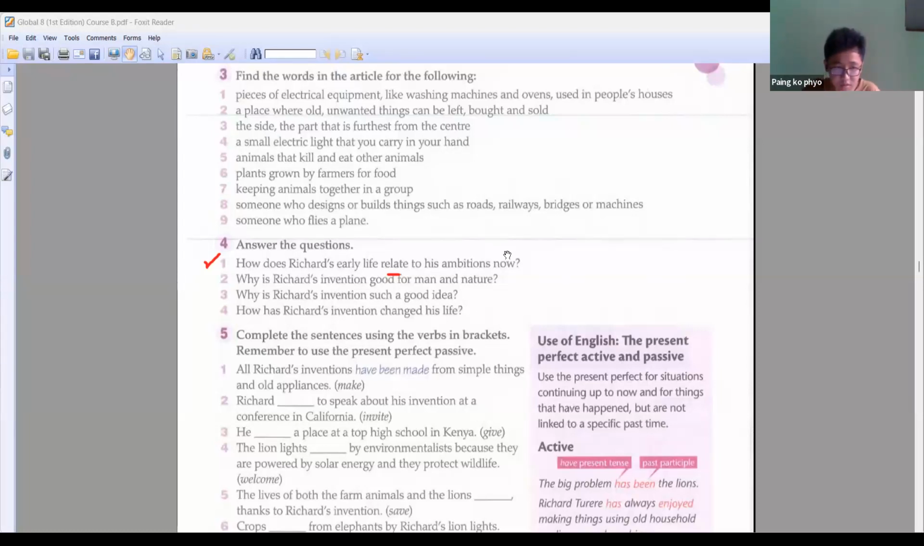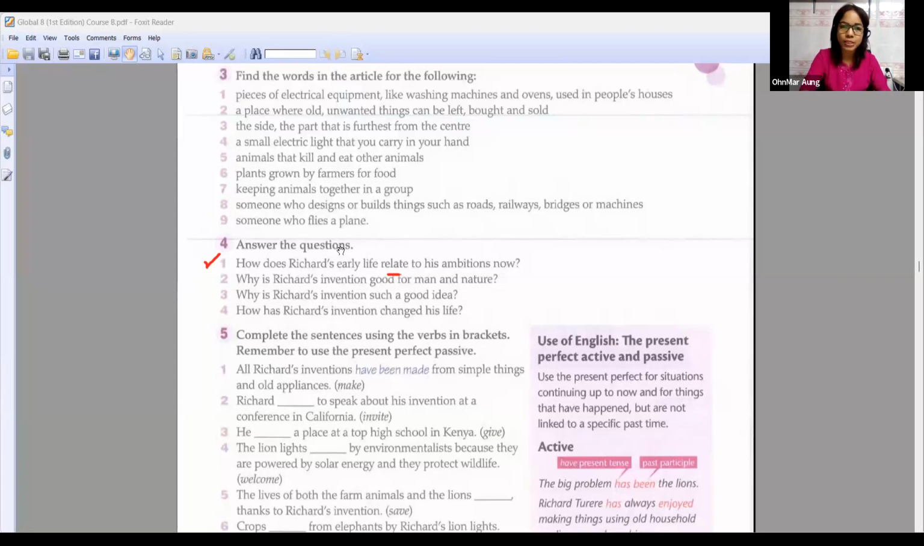So, and how about his early life? Okay. His early life. He has been always fond of creating things out of old household appliances since he was little. In the first part of the passage, look at the first paragraph. He has always enjoyed making things using old household appliances and machines. You see that? That is his early life.